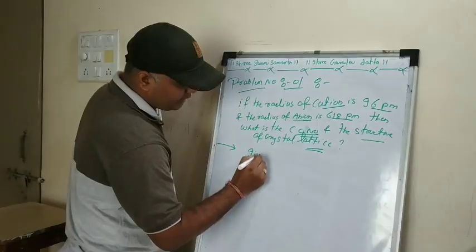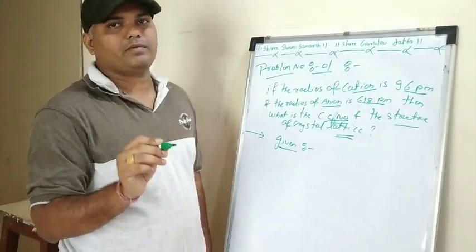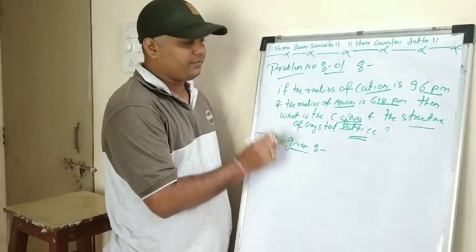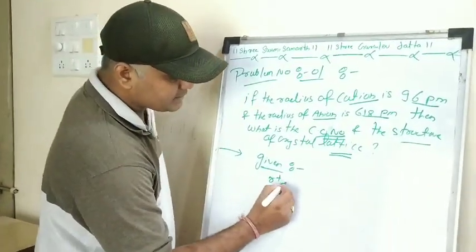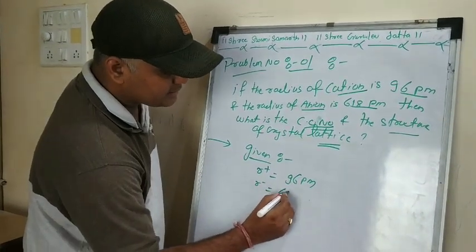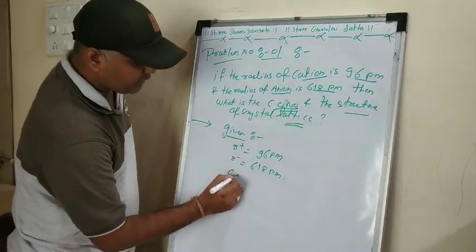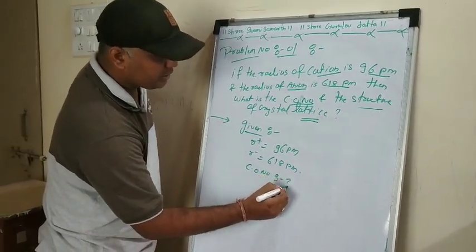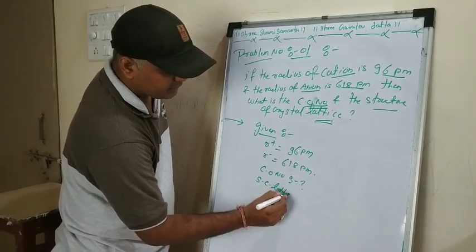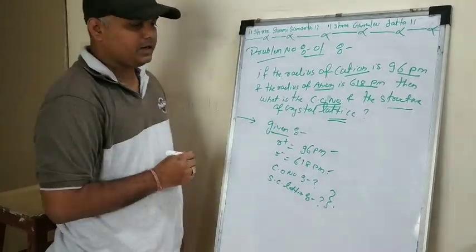So what we'll do, we'll write down the given. Always remember, in the exam you have to write down the given, right? Remember, if your problem is wrong, you are still going to get the marks for the given, right? So what is given? R plus is given, that is 96 picometer. R minus is given, that is 618 picometer. What we need to calculate? We need to calculate the coordination number and the structure of the crystal lattice. So these things we need to calculate. These things are given.